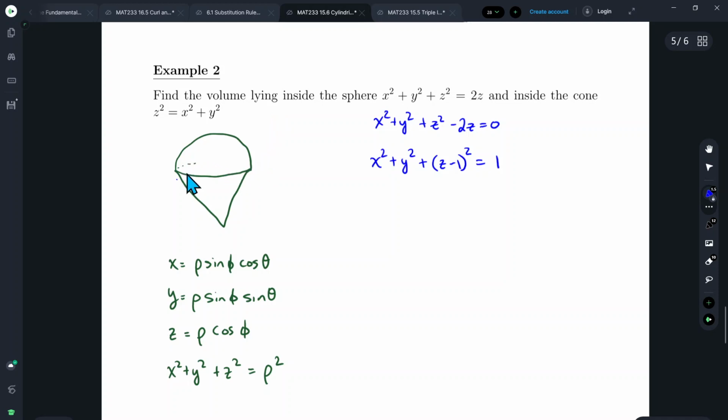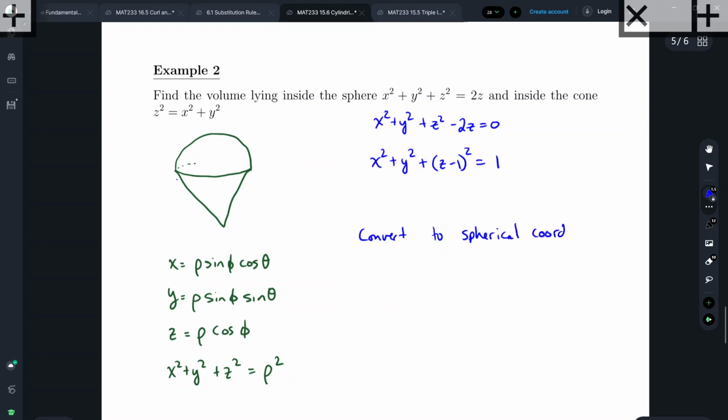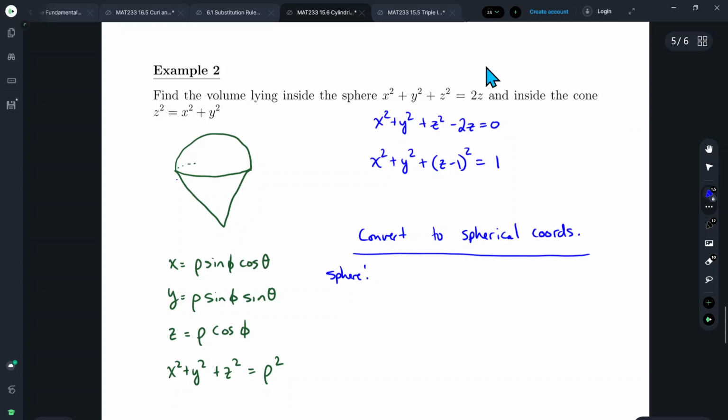Okay, so we want to be able to describe things in spherical coordinates, right? So let's first take a look at the sphere. We want to convert to spherical coordinates. For the sphere, we have this equation here, and so we want to use the change of coordinates to describe it. We have x squared plus y squared plus z squared, which is equal to rho squared. And on the right hand side, I have 2z. The z coordinate is rho cosine phi, so I make the substitution, rho cosine phi. I'm just plugging it into this equation here.